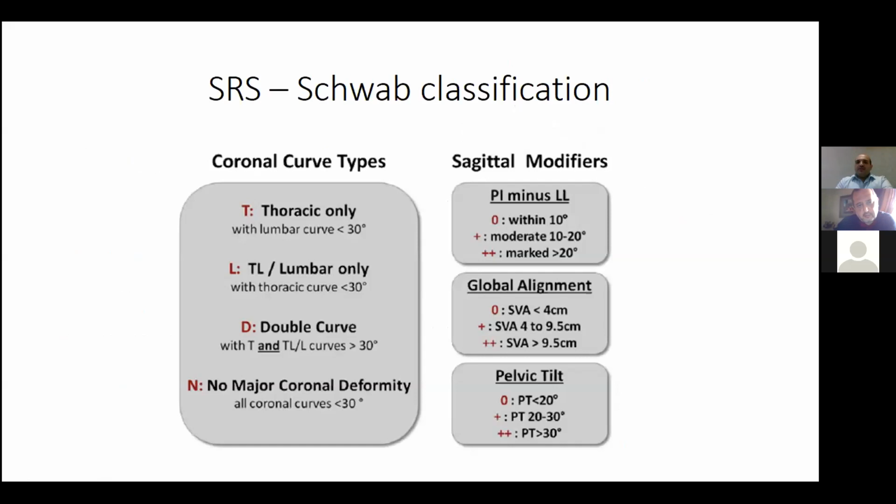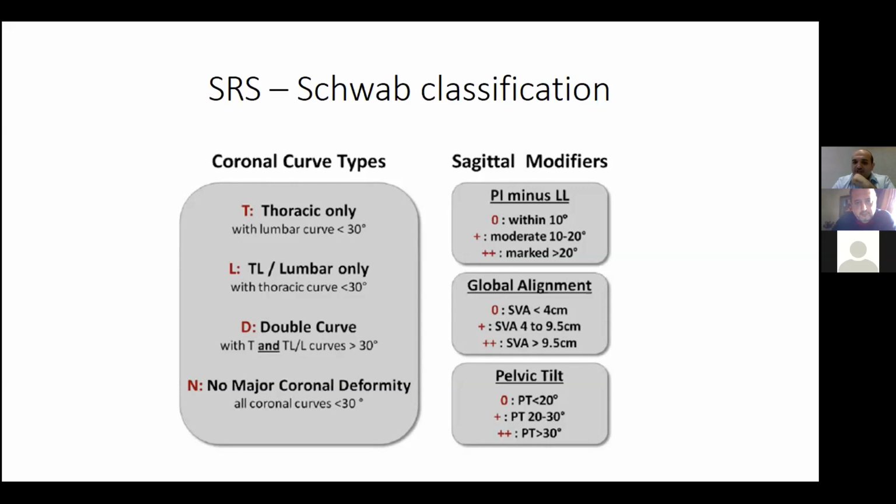So Schwab classification, like Lenke for AIS, Schwab for degenerative. It contains 4 main curve types: coronal curve type, either thoracic, thoracolumbar or lumbar, double curve, or if there is no major coronal deformity, it is still scoliosis, with the main problem in the sagittal plane. It depends on pelvic incidence minus lumbar lordosis: about 10 is normal, 0. If pelvic incidence minus lumbar lordosis is more than 10 to 20 degrees, it is moderate, and very bad or marked if it is more than 20 degrees.